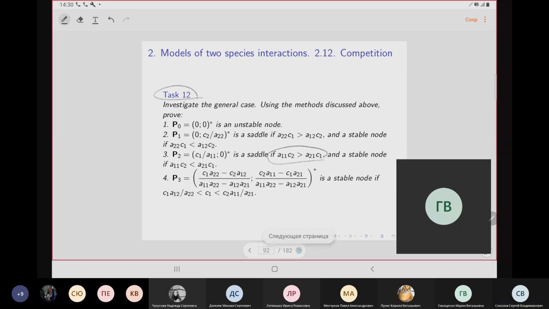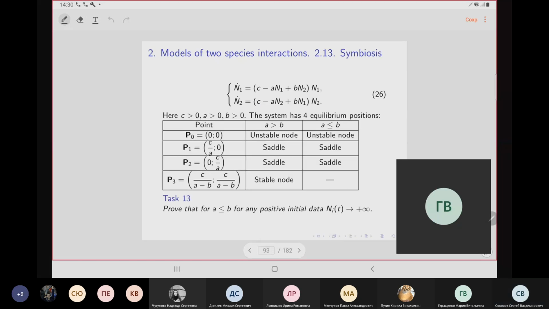So next model is the symbiosis model. Not that usual in real life, but still sometimes it exists. So the sign of B is changed from negative to positive here.